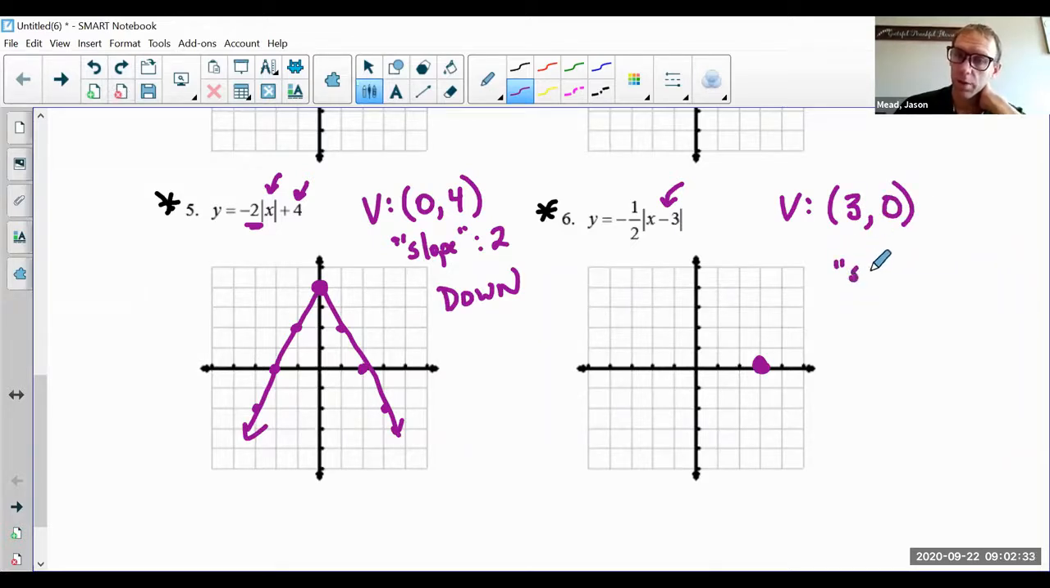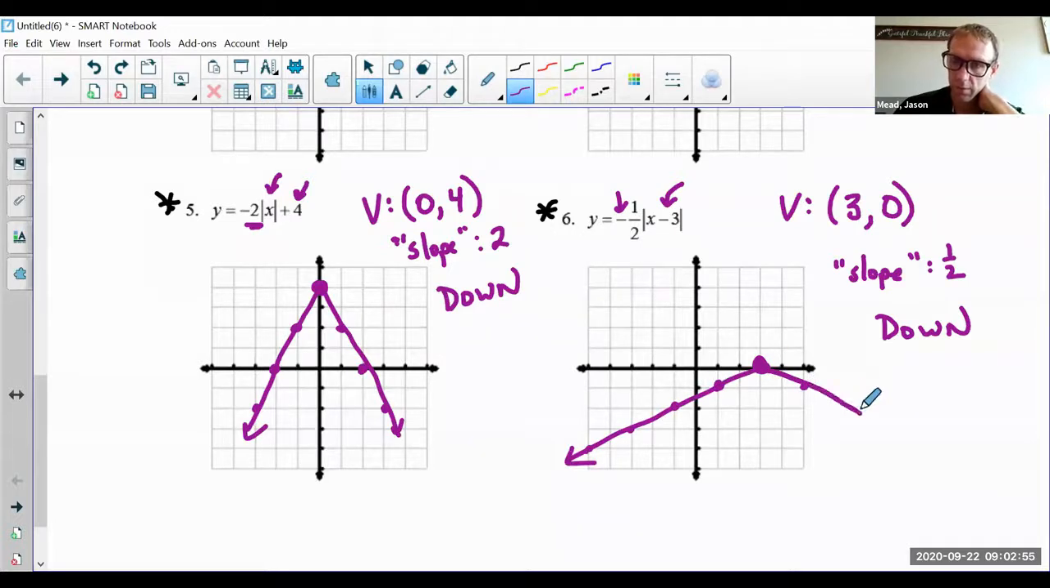The slope is 1/2, but it opens down because there's a negative. So my graph will look something like this. So that's a really wide V, basically. Any questions on that?